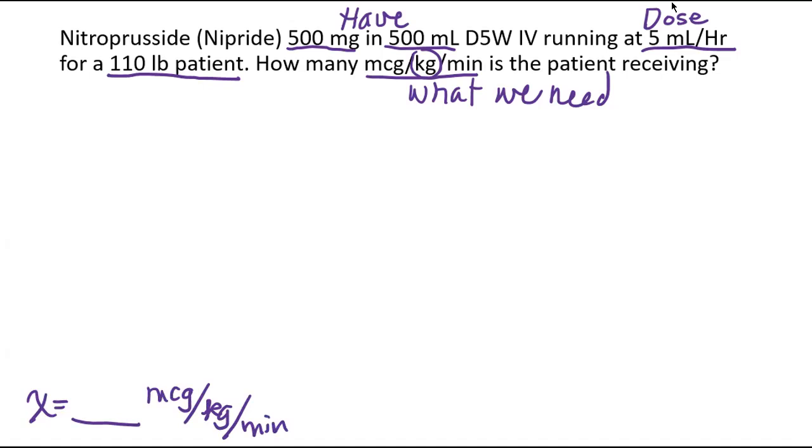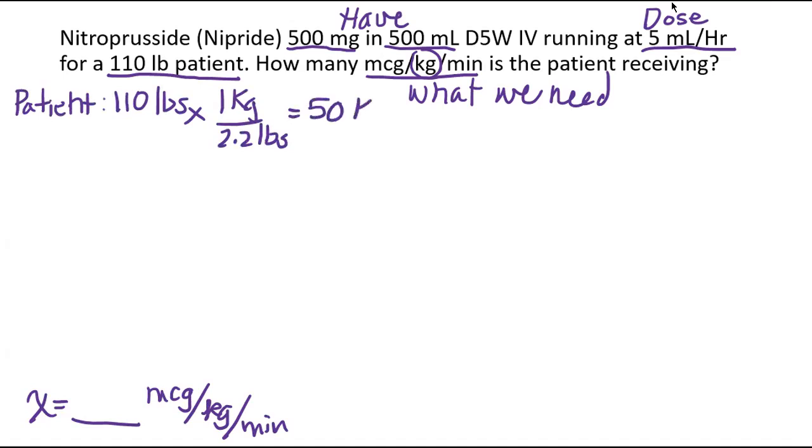So the first thing we're going to do is get the patient's weight. Let's do the conversion here. The patient is 110 pounds. And we'll times that by 1 kilogram over 2.2 pounds. And we're going to get 50 kilograms. Okay, so we know that this is what the patient weighs.